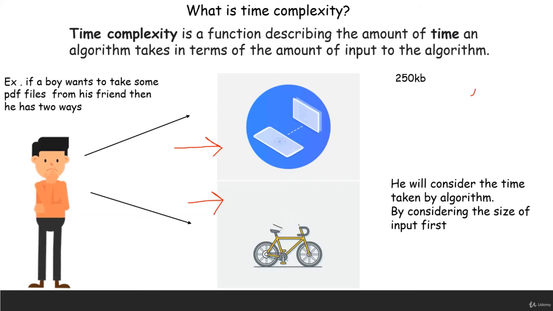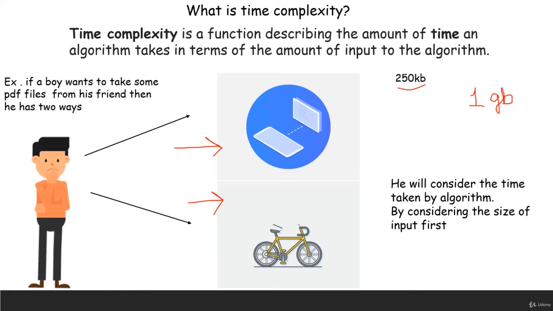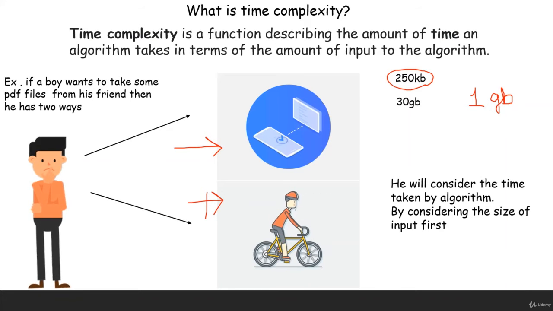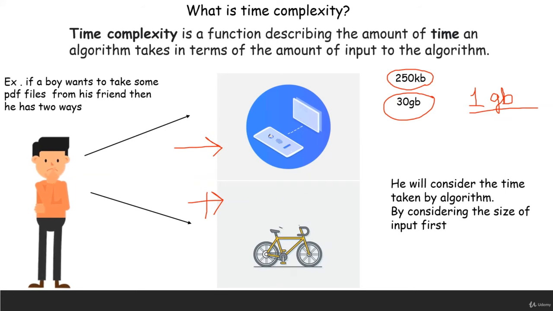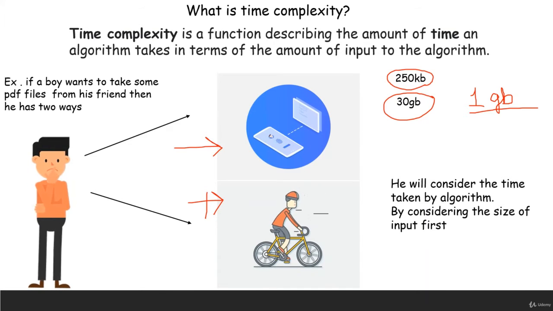Let's assume that your daily data is 1 GB. So you have 1 GB data, and in that you are going to receive those files. The file size is 250 KB, so it will be easy to receive it in online mode. There is no need of visiting him physically. But let's say the file size is 30 GB, and your mobile data is 1 GB per day. It is impossible to take those files in online mode. So he has to physically visit the friend and take it in a pen drive. That's the only way he will have to deal with.